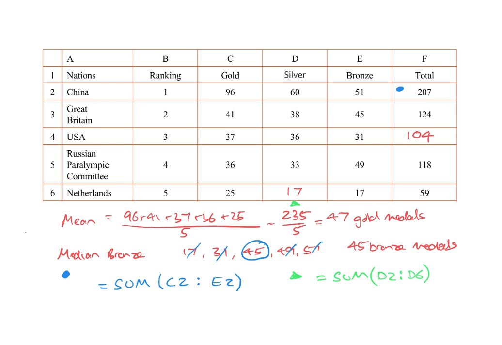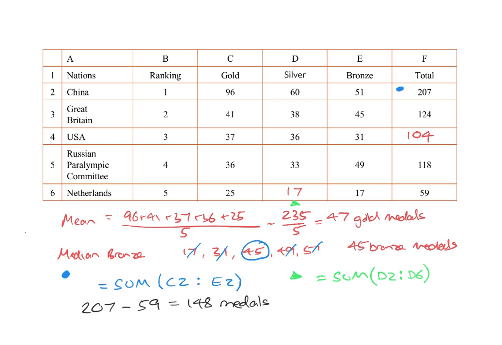So another question they might ask is to find the difference between the number of total medals that China won and the Netherlands won. So that's quite a simple question. We're just going to be doing 207 and write the calculation down, minus 59, and that gives us a number of 148 medals. That's the difference between China and the Netherlands totals.